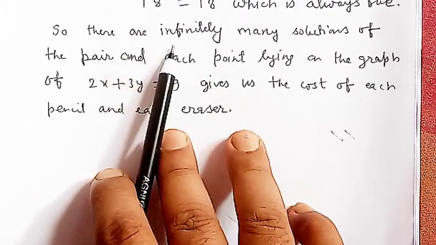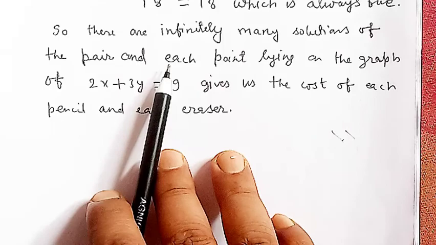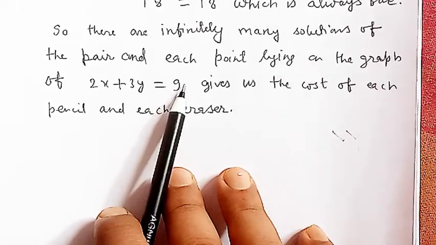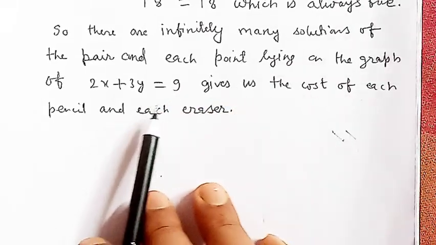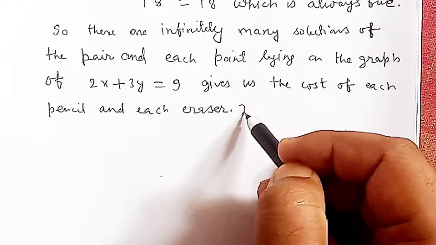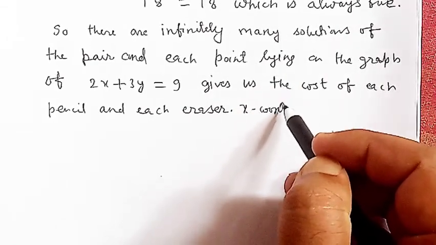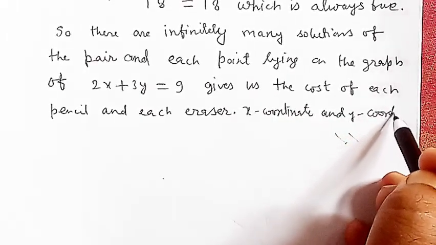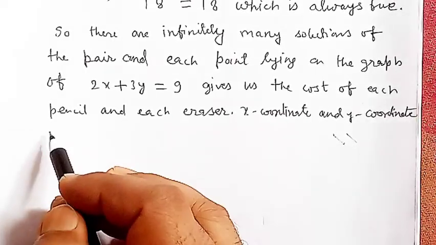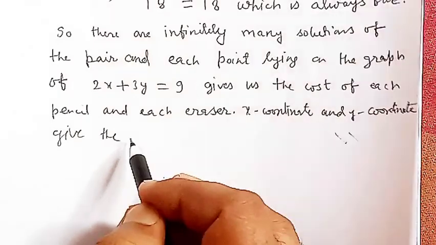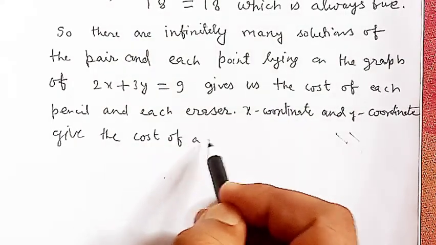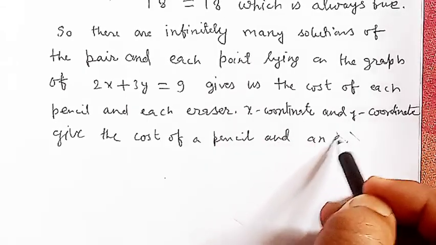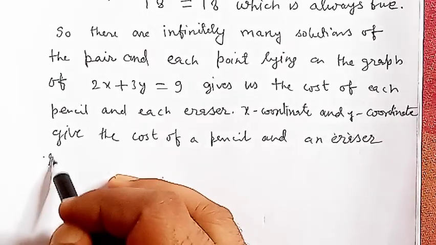So there are infinitely many solutions of the pair, and each point lying on the graph of 2x plus 3y is equal to 9 gives us the cost of each pencil and each eraser. X coordinate and y coordinate give the cost of a pencil and an eraser respectively.